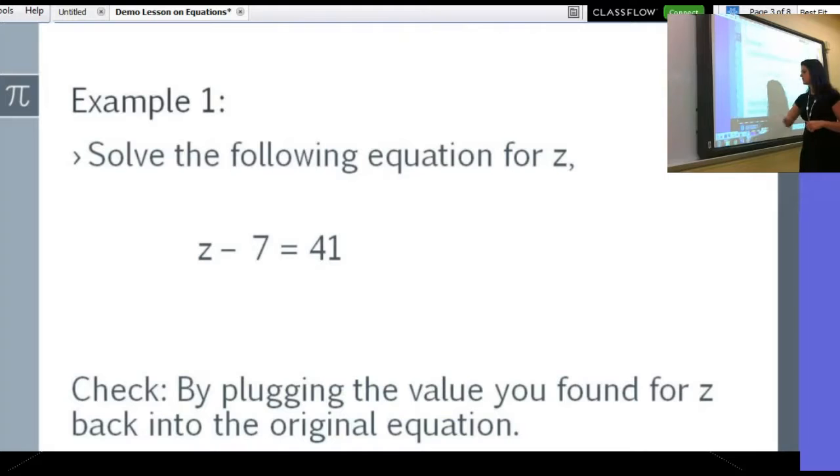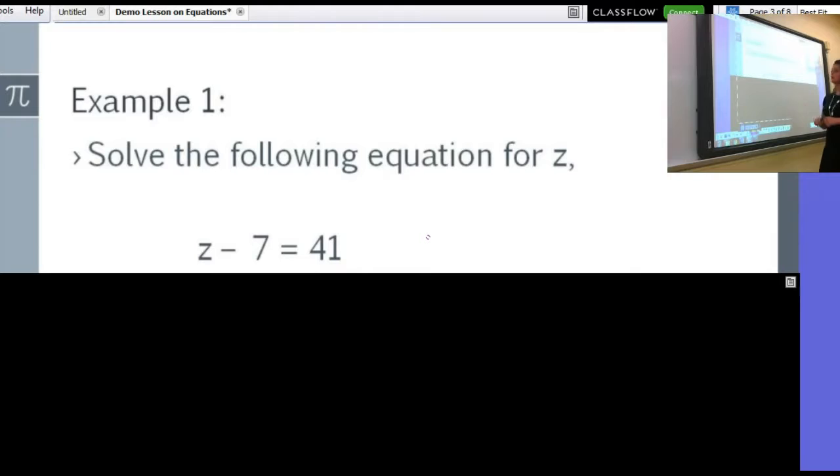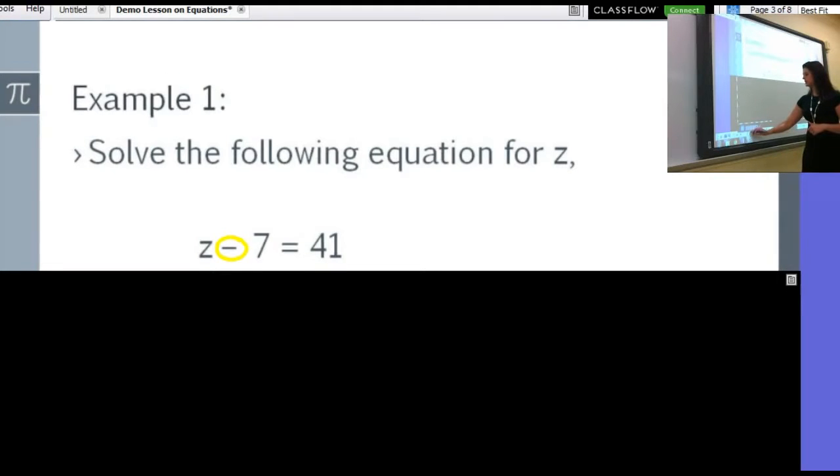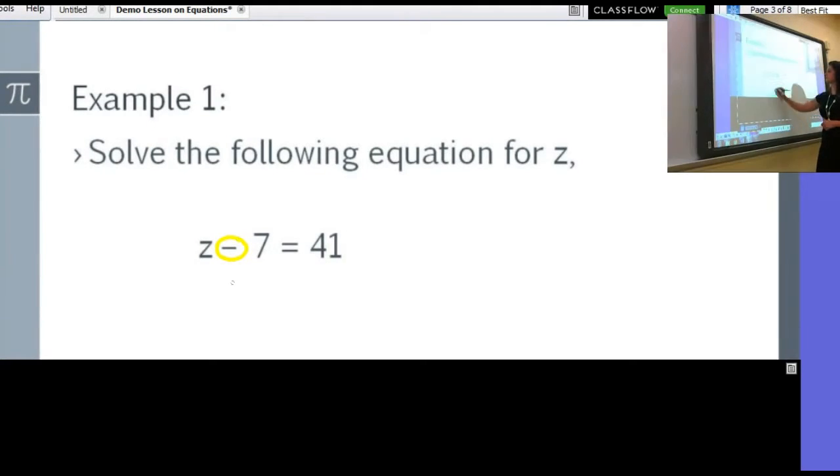In example 1, we have the equation z minus 7 equals 41. And what we want to do is find out what is z. So we have to look at that problem and identify what operation is occurring. Here we see the operation of subtraction. We identify that subtraction's inverse is addition. So we can add 7 to both sides to isolate z.